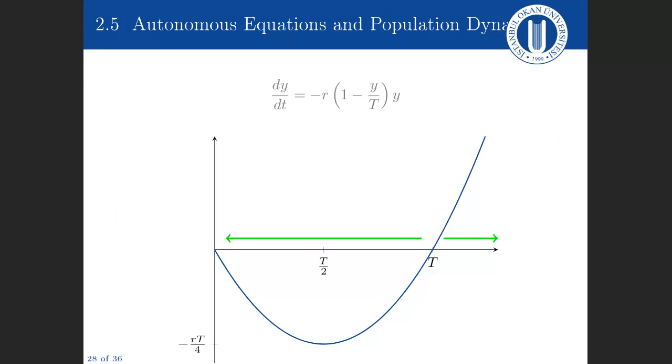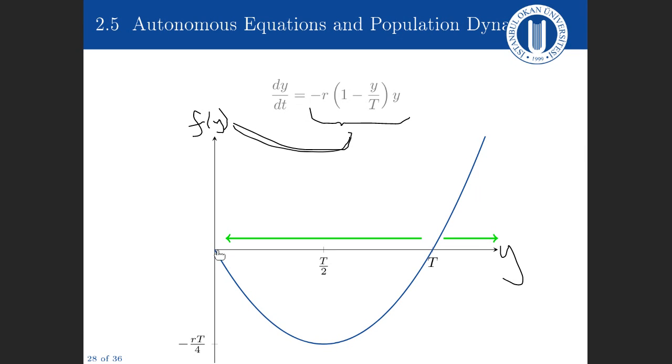We can plot f of y against y, as we were doing before. This axis is the y-axis. This axis is the f of y axis, where f of y is this function. And we draw our green arrows. We can see we have two equilibrium solutions, 0 and T.